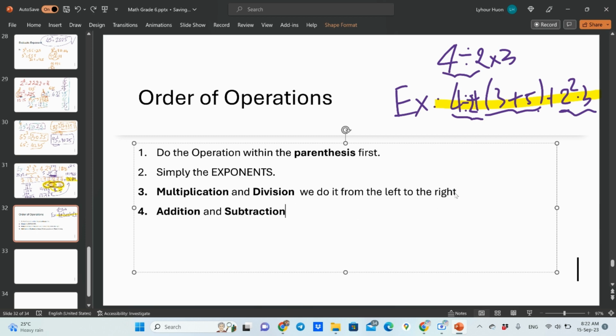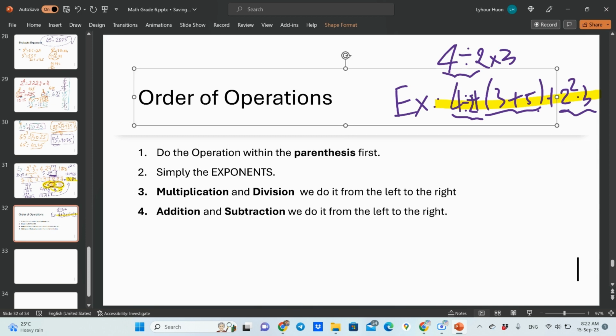We do it from the left to the right. Yes, that is the most common mistake students still make. They think multiplication before division, addition before subtraction. That is incorrect. What we do is from the left to the right.